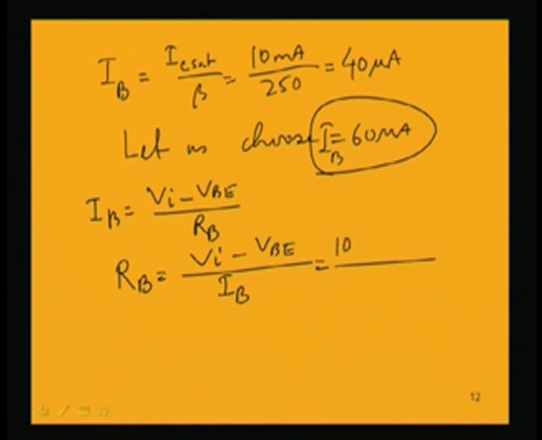Voltage is given between 0 and 10, 0 will make it cut off and 10 volt will drive into saturation. So, we are considering saturation, and that should be 10 volt input voltage, and typical value of VBE is 0.7, divided by IB which I am choosing as 60 microampere. So, 60 into 10 to the power minus 6 if we consider it in ampere. Finally we will be getting a value of 155 kilo ohm. Now, 155 kilo ohm RB value is obtained for IB of 60 microampere.